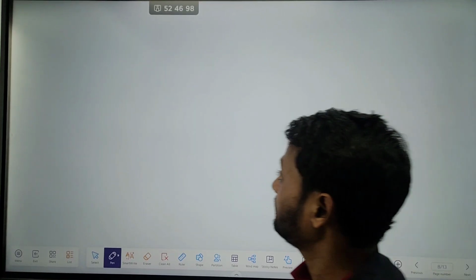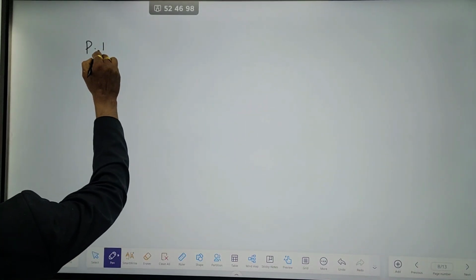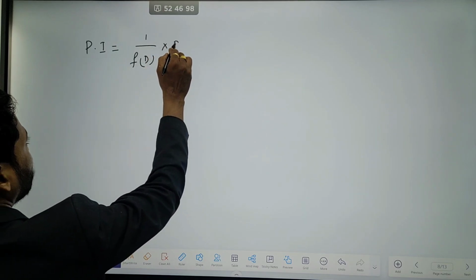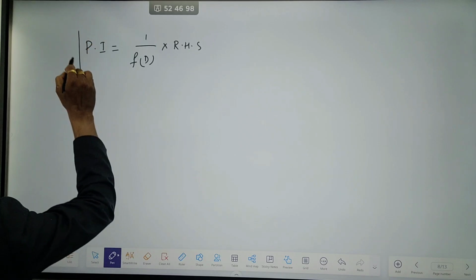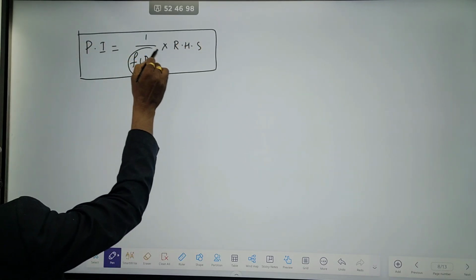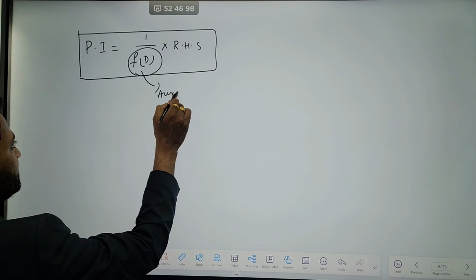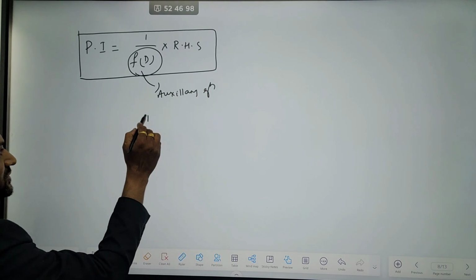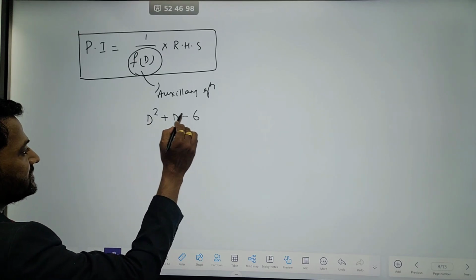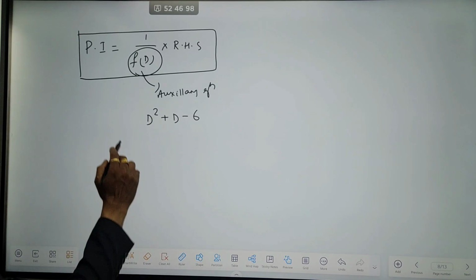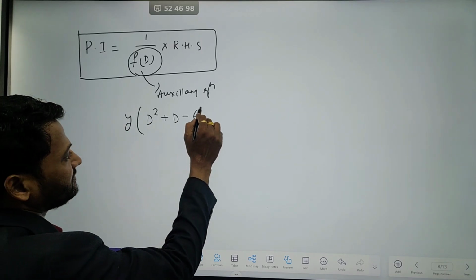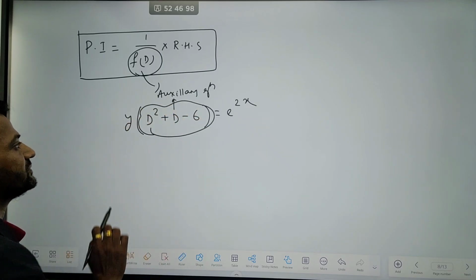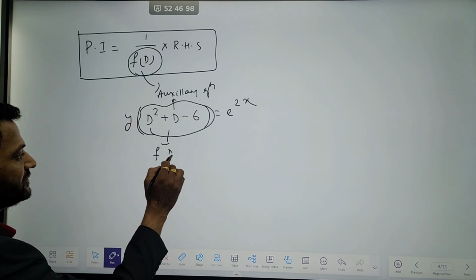So what do we do for PI? Look, PI of a higher order differential equation is 1 by f of D into the RHS of the differential equation. So just remember this formula. So what is f of D? f of D is the auxiliary equation. What is our auxiliary equation? D square plus D minus 6. So actually what was the equation? y whole into D square plus D minus 6 equal to e to the power 2x. Meaning this part is your auxiliary equation, so that is your f of D.